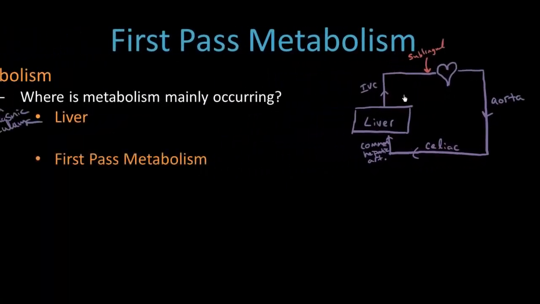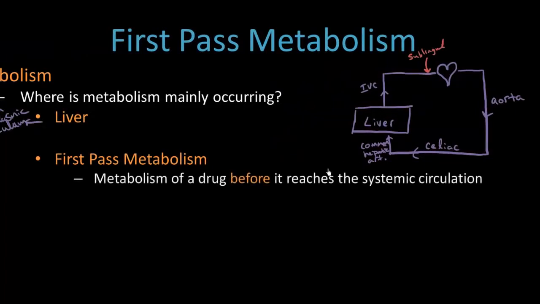Now the reason we did this right here is to differentiate general metabolism from first pass metabolism. So I've somewhat alluded to this, but what is first pass metabolism? It is the metabolism of a drug before it reaches the systemic circulation. So how could this occur?